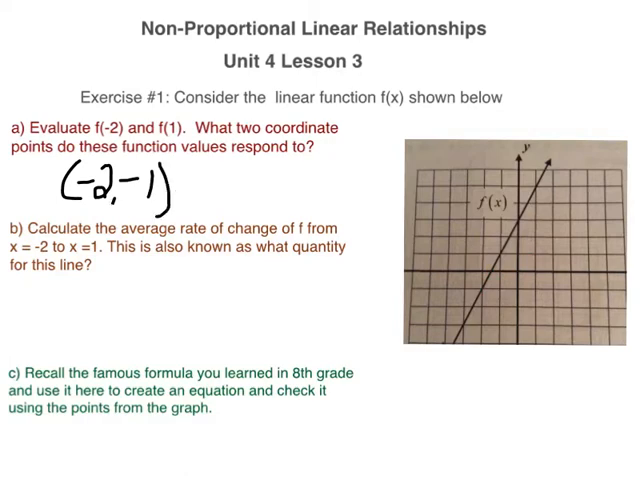Now, if we took a look at f of 1, we went over to 1, and then we went up 1, 2, 3, 4, 5. So that coordinate point is 1, 5.